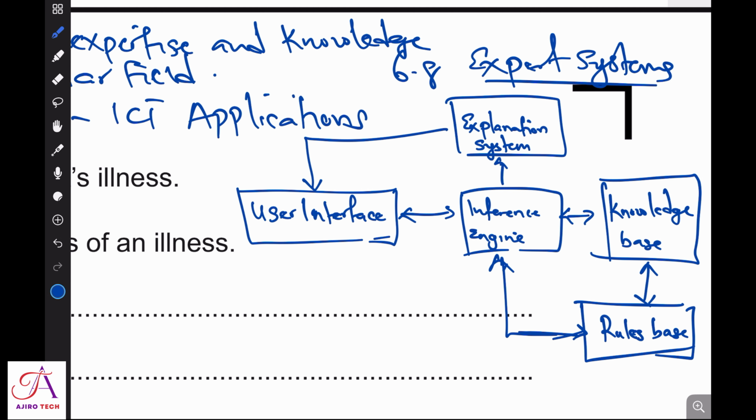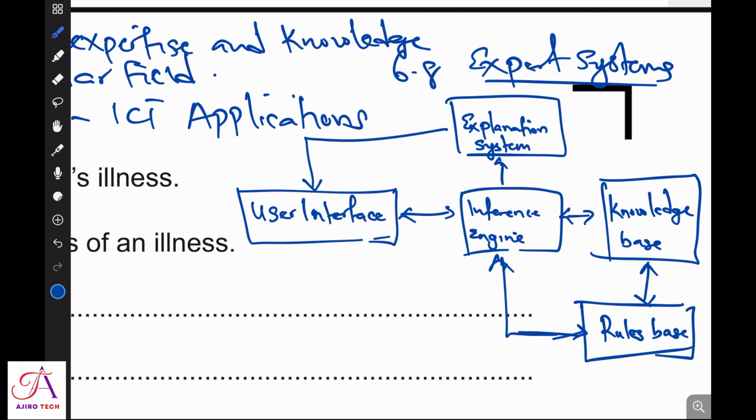When it comes to the user interface, they are interactive because that is where interactions happen, either with dialog boxes, questions that only have yes or no answers, and of course are based on previous responses. The inference engine is the main processing element of the expert system. The explanation system informs the user of the reasoning behind the expert system's conclusion.